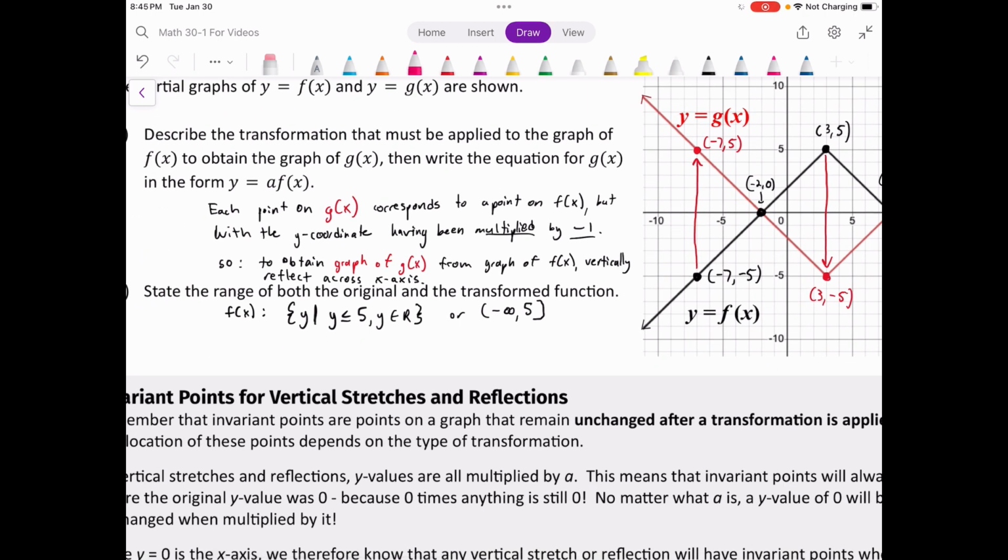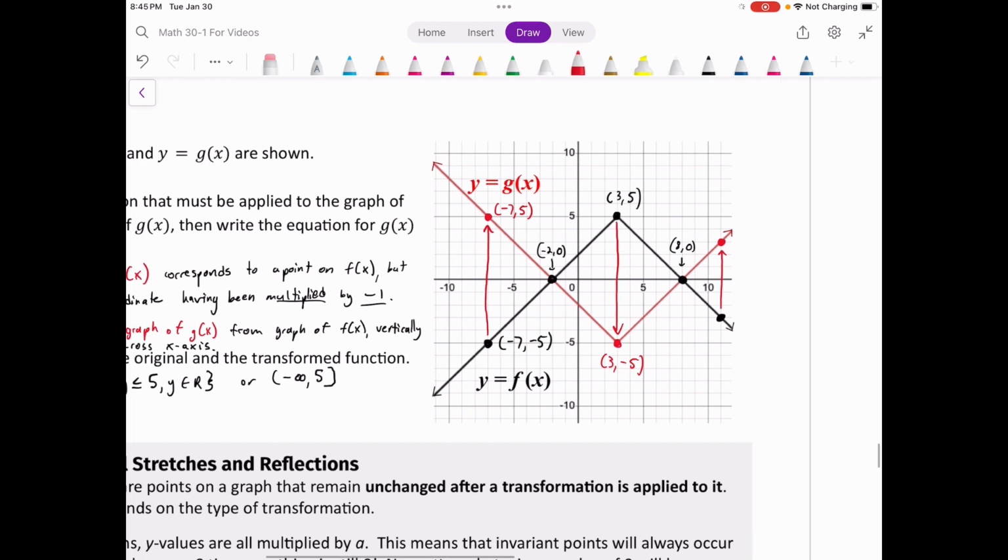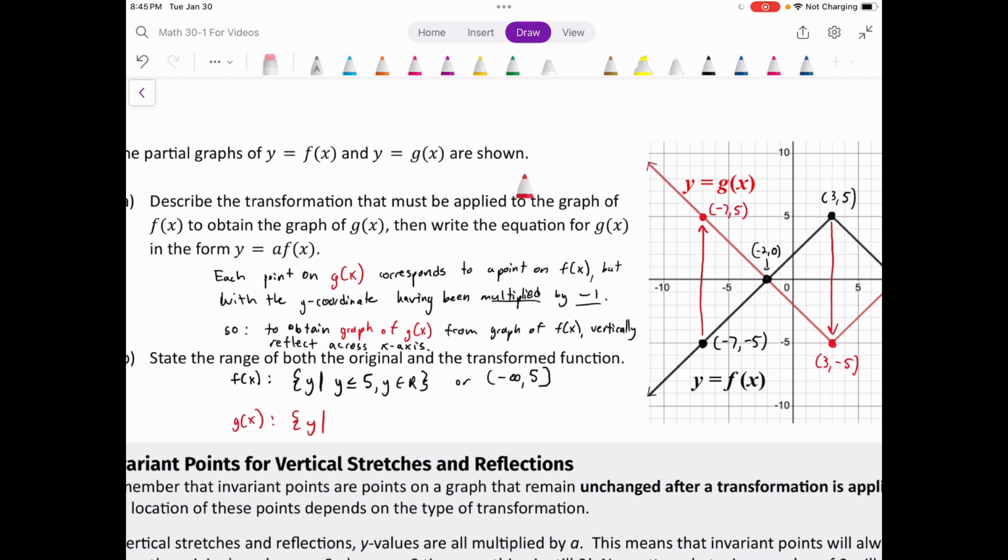All right, g of x, let's take a look at it. The set of all y's such that, oh, very interesting. Look at this. This one extends upwards forever, up to +infinity, but it never goes lower than negative 5. The other one never went higher than positive 5. This one's never going to go lower than negative 5. So this one has a range of y greater than or equal to negative 5, where y is an element of the real numbers. Again, in interval notation, we could say from negative 5 up to positive infinity.